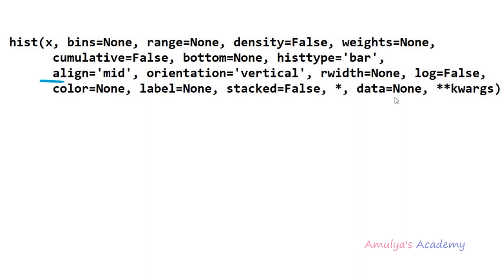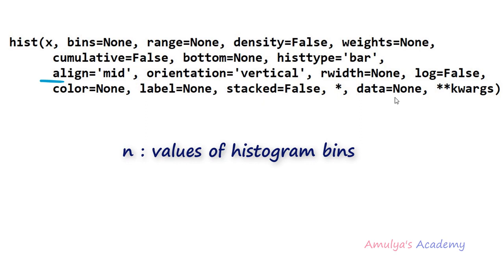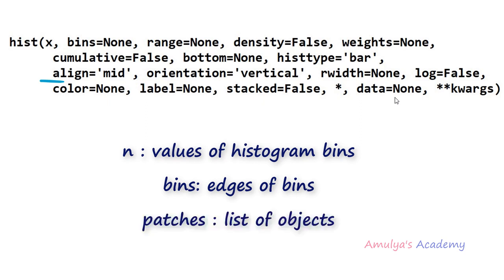Next, what this function will return. So this function will return n, it is an array or list of arrays, the values of histogram bins. First it will return an array which contains the values of histogram bins. Next it will return bins, it is an array, it also contains the edges of the bins. And next it will return the patches, it is a list.